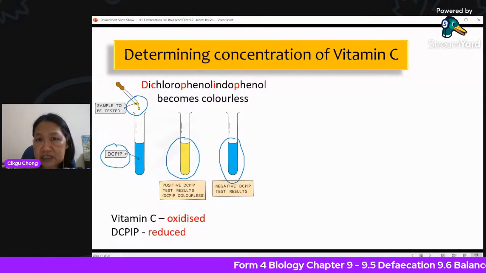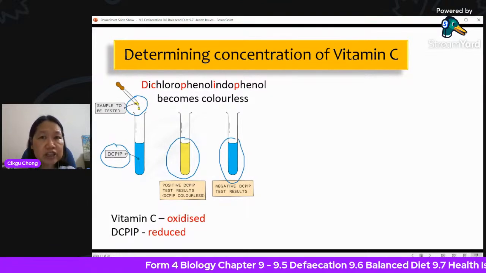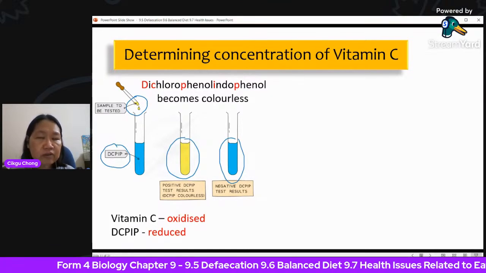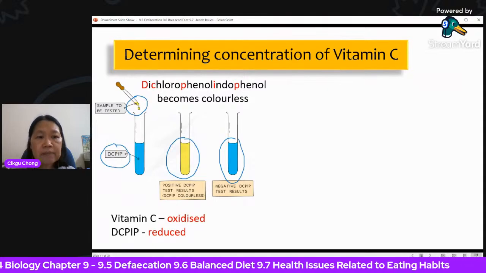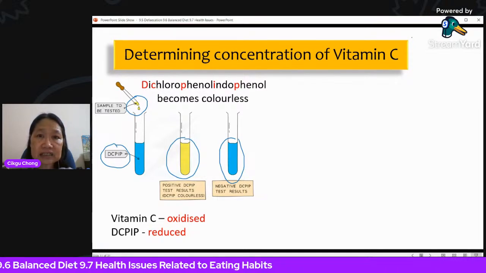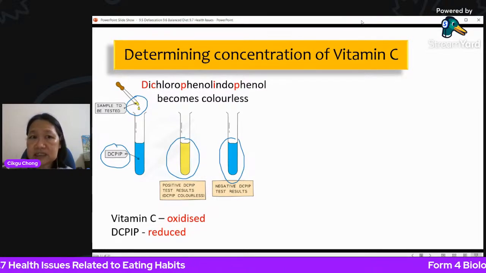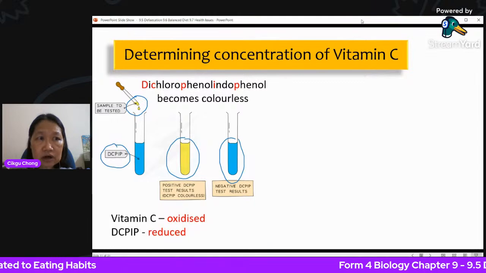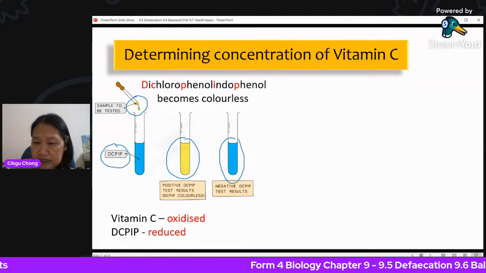Now you will learn more of this in your Form 5, I think, when you learn about redox. I'm not sure whether it's Form 5 or Form 4 chemistry, but this is a redox reaction: a reduction and an oxidation that happen at the same time between two substances. All right, so let's go on to looking at how the experiment is done.